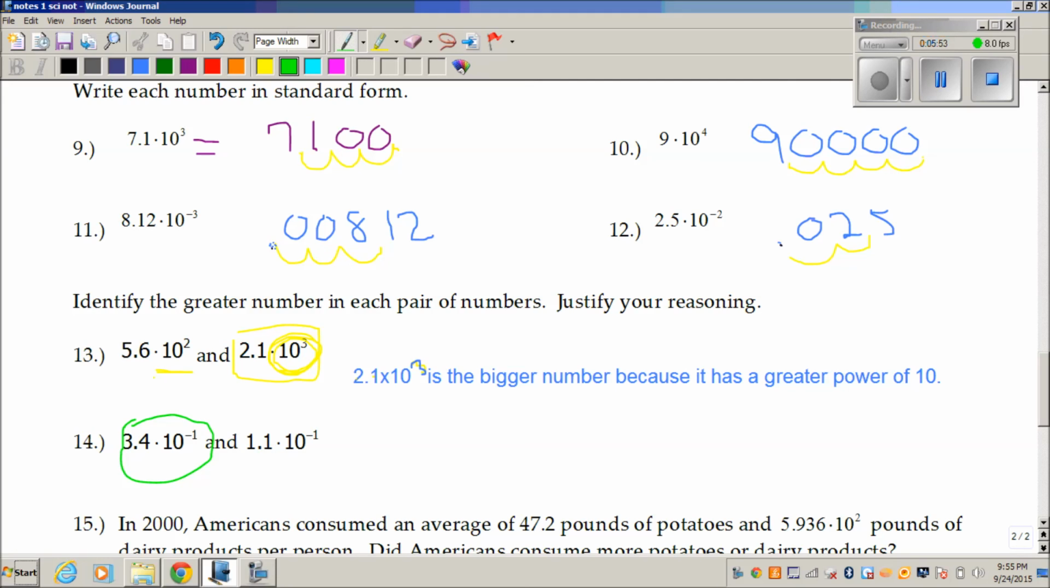And if we want to take a look at it, we can see 3.4, I'm going to move it just one place to the left because the exponent is negative 1. That's going to be 0.34. And then you have 1.1. Again, I'm going to move this one place value to the left to put it back in standard notation. So I see that the 0.34 is bigger.